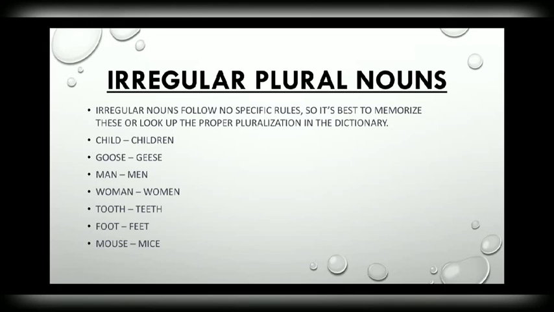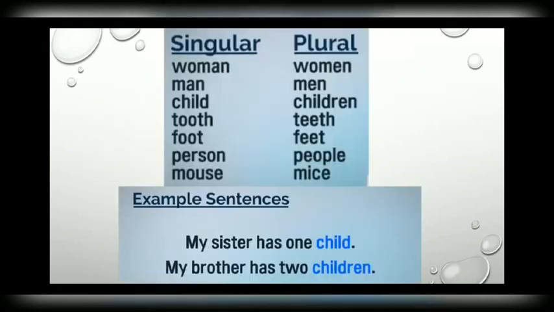Irregular plural nouns. So what are irregular plural nouns? Irregular plural nouns follow no specific rules, like child, children, man, men, woman, women, tooth, teeth. So there is no rule for irregular plural nouns. You should learn these kinds of words.